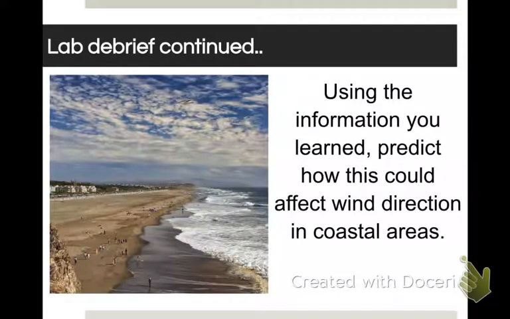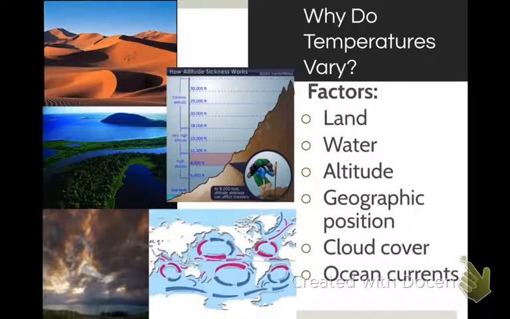So we will continue on. You don't need to write this down, but if you think about it, temperatures vary all over the world, or even within a single state. The reason why is because of land and water, the difference in how they heat. We've talked about altitude. The higher up you go, the cooler it gets. Geographic position, we've already talked about that. If you're closer to the equator, you're warmer because you have more direct light. If you're closer to the poles, you're colder because you have indirect light.